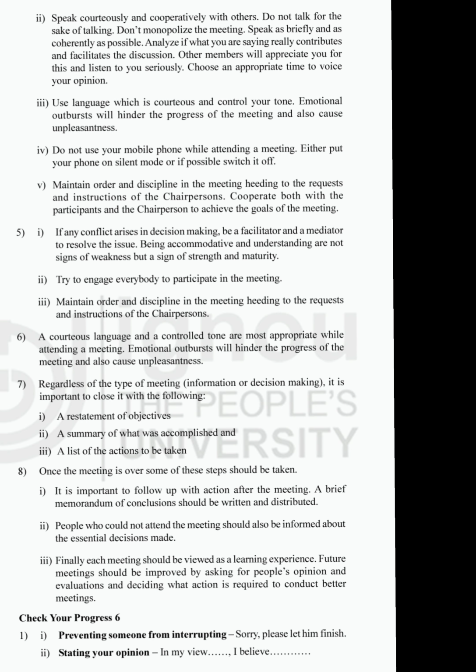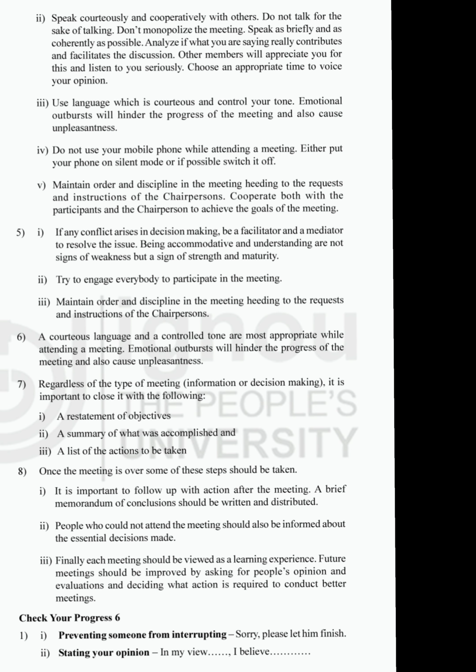5. I. If any conflict arises in decision making, be a facilitator and a mediator to resolve the issue. Being accommodative and understanding are not signs of weakness but a sign of strength and maturity. II. Try to engage everybody to participate in the meeting. III. Maintain order and discipline in the meeting, heeding the requests and instructions of the chairperson. 6. A courteous language and a controlled tone are most appropriate while attending a meeting. Emotional outbursts will hinder the progress of the meeting and also cause unpleasantness.